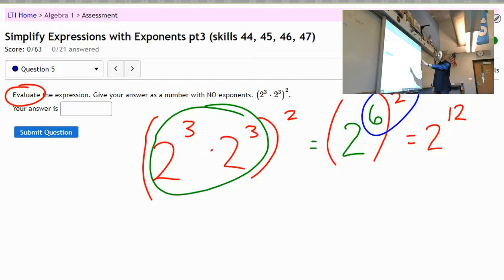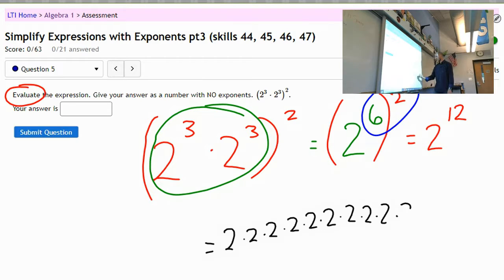Okay, at this point I've totally simplified, but that is not my answer because I need to evaluate and give my answer with no exponents. So I'm probably going to need my calculator this time. 2 to the power of 12, that's a lot of 2's being multiplied together. Wait, that's 11, right? 1, 2, 3, 4, 5, 6, 7, 8, 9, 10, 11, 12. Yeah, so that's a lot of 2's.